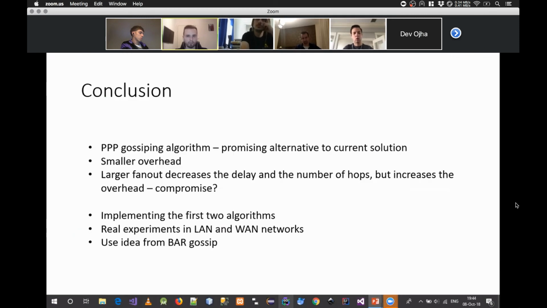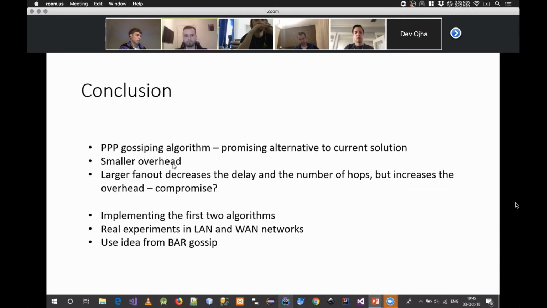And to conclude, or to give you some concluding remarks regarding my presentation, I would like to point out that when using the push-pull-push gossiping algorithm, we present a promising alternative to the current solution, because as we saw, overhead is significantly smaller when using the push-pull-push gossiping algorithm because we only disseminate a client's transaction identifier. Furthermore, if we somehow manage to reduce the size of a transaction identifier, for example, if it is a local sequence number followed by a client's public IP address or something, the improvement would be even more significant.